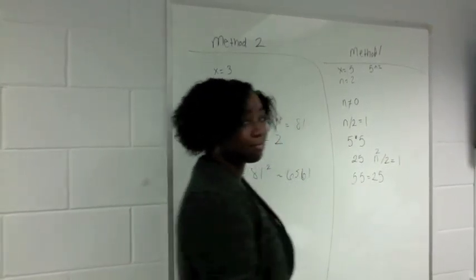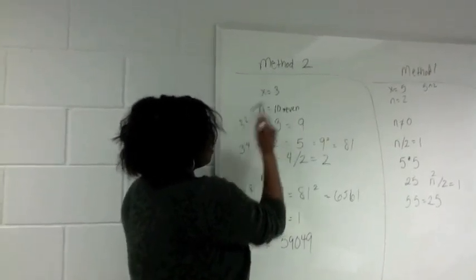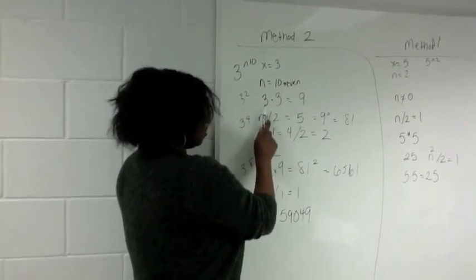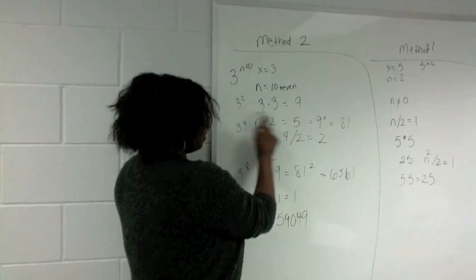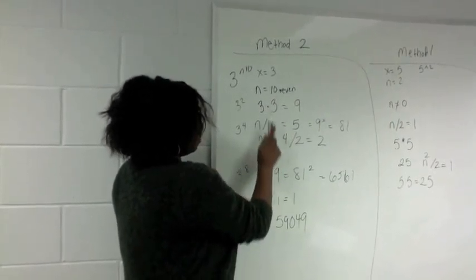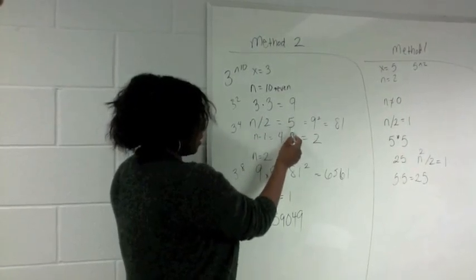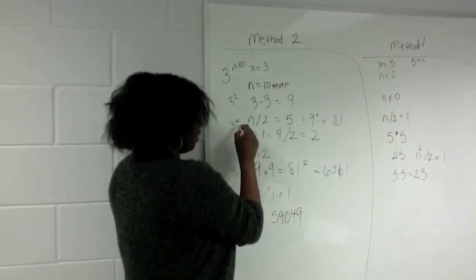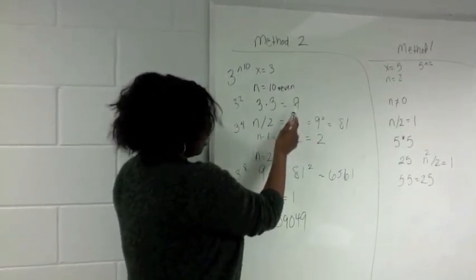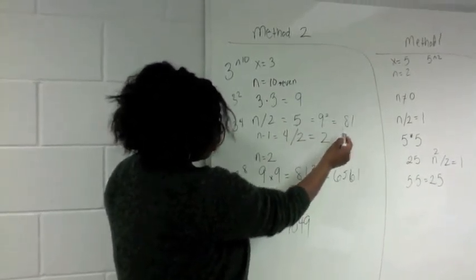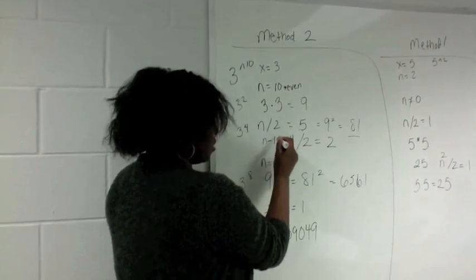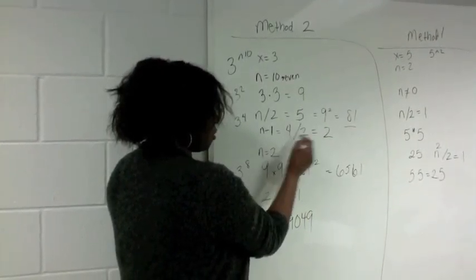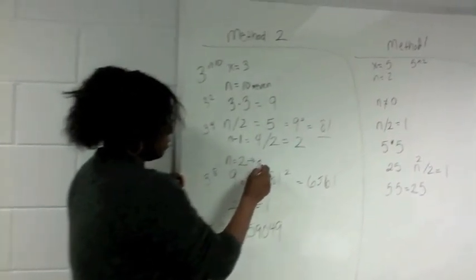And for method 2, we have 3 to the 10th power. Right, so 10 is even, so we just do 3 times 3, which is 3 squared, 9. And then we go down and we halve the 10 to 5, so 5 is odd, so we do 9 times 9, which is 81. And then we subtract to get an even number, so n minus 1, which is 5 minus 1, which is 4. So we divide 4 by 2, so 2 is now even.